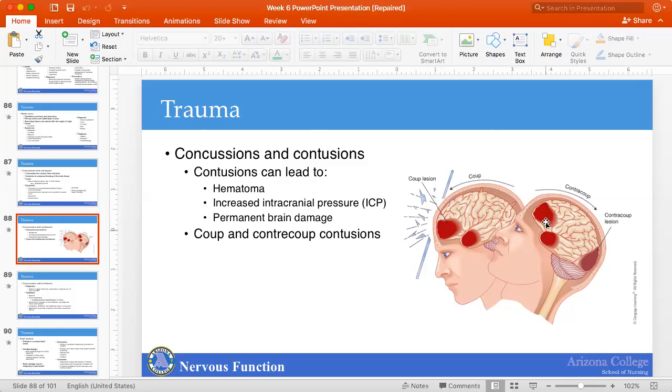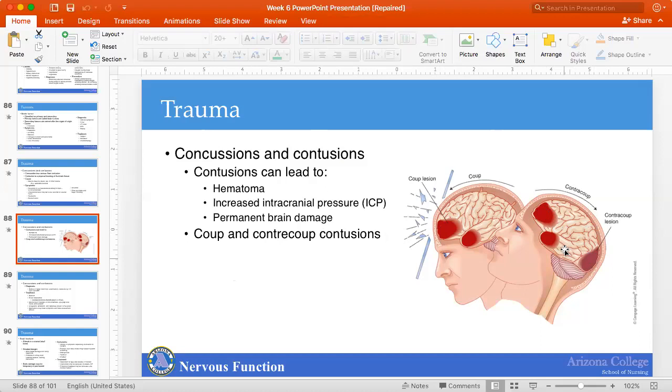And so what will happen is that the brain will come forward and hit against the front part of the cranium. And then when the head goes back, there's this rebound effect, which is what they call a contrecoup contusion. So you end up having an impact on the front, and then when the head goes back, the brain itself hits against the posterior side.